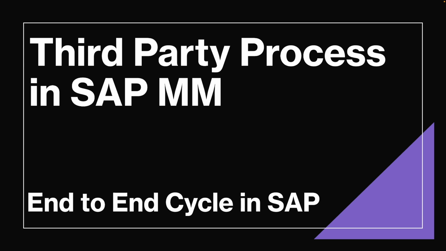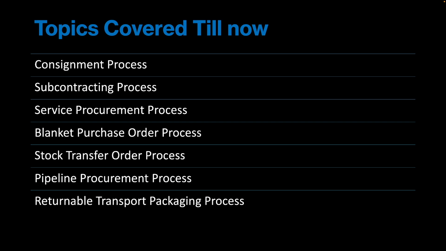So today we'll learn about the third party process in SAP MM. Now this is a continuation to our series on special procurement processes. In our series on special procurement process, these are the topics that we have covered till now. In continuation to these processes, today we'll cover the third party process in SAP MM. We'll see what is the third party process in SAP and what steps are done in SAP in order to do this process. We'll see the configurations also which are behind this particular process in SAP.